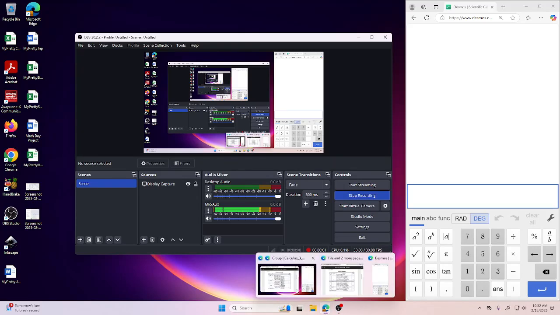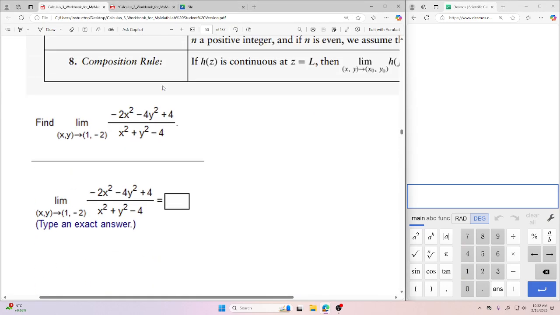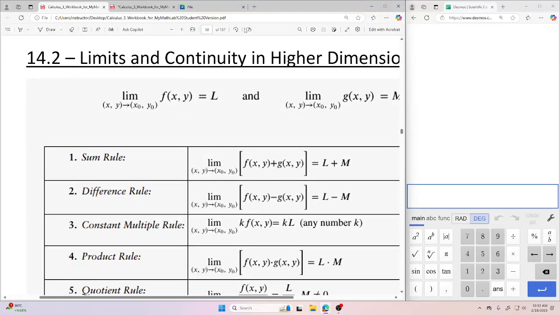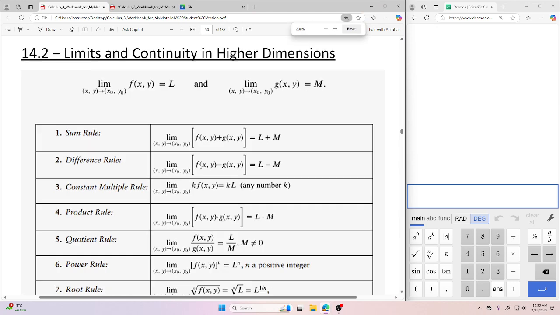Start. So we are going to do, not the syllabus, we're going to do this one. Is that the student one? Yeah, that's the student one. Okay, cool. And I'm going to need this Desmos on the side here in a few minutes. Let me zoom out a tiny bit.